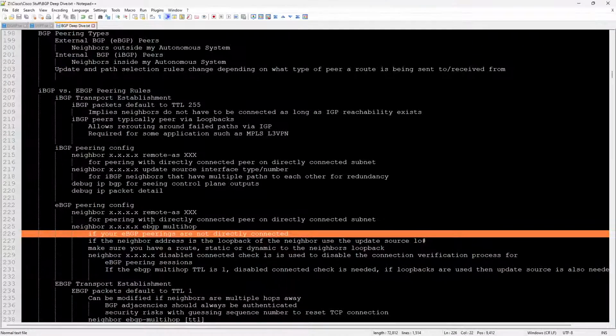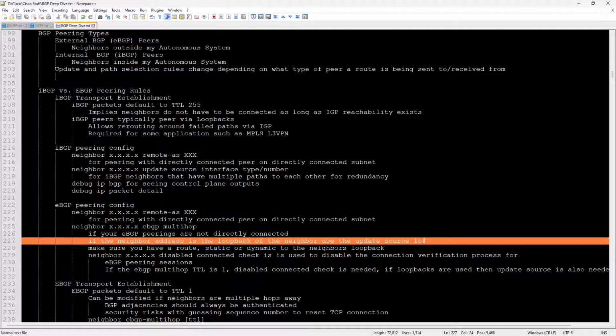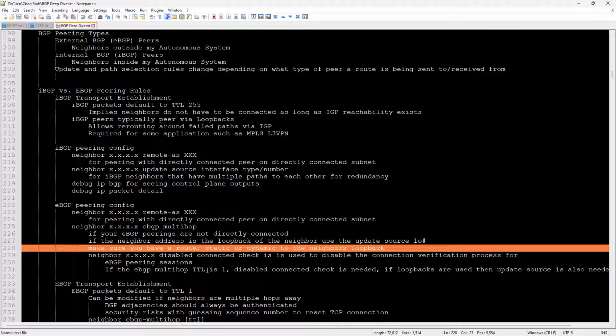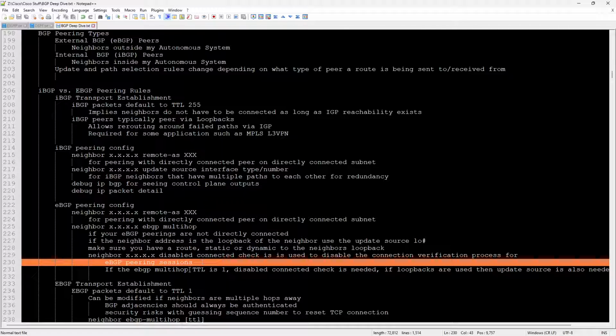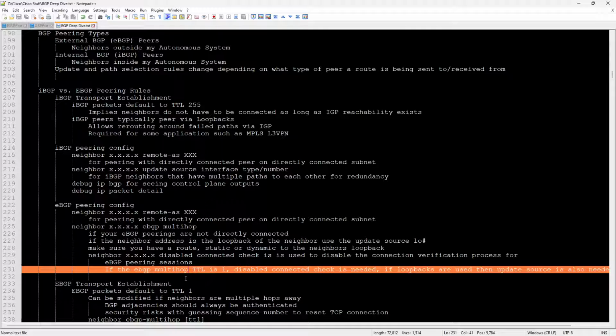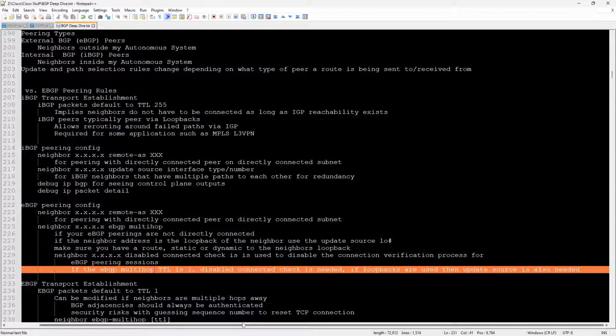So now, if the neighbor's address is the loopback of the neighbor, you use the update source loopback and then the loopback number. Make sure you have a route, be it static or dynamic, to the neighbor's loopback. You do have the option of doing a neighbor, the IP address, and disable-connected-check, which is used to disable the connection verification process for eBGP peering sessions. So if you want to turn it off, you can. Just note that if the eBGP multi-hop TTL is 1, disable connected check is needed. If loopbacks are the update source, it is also needed.